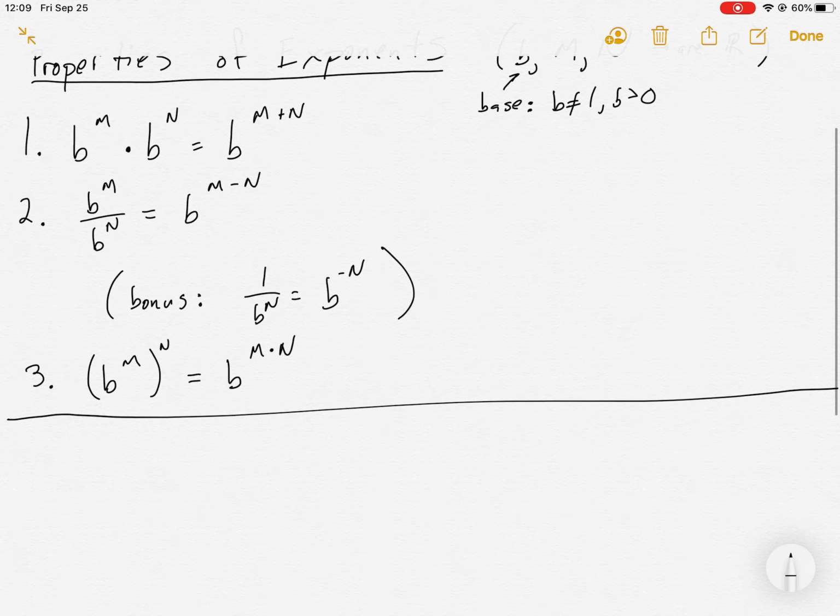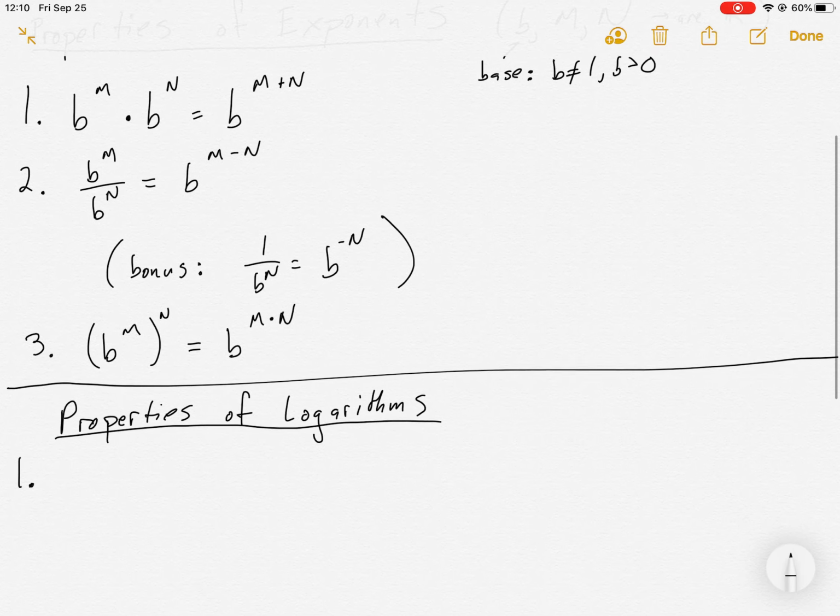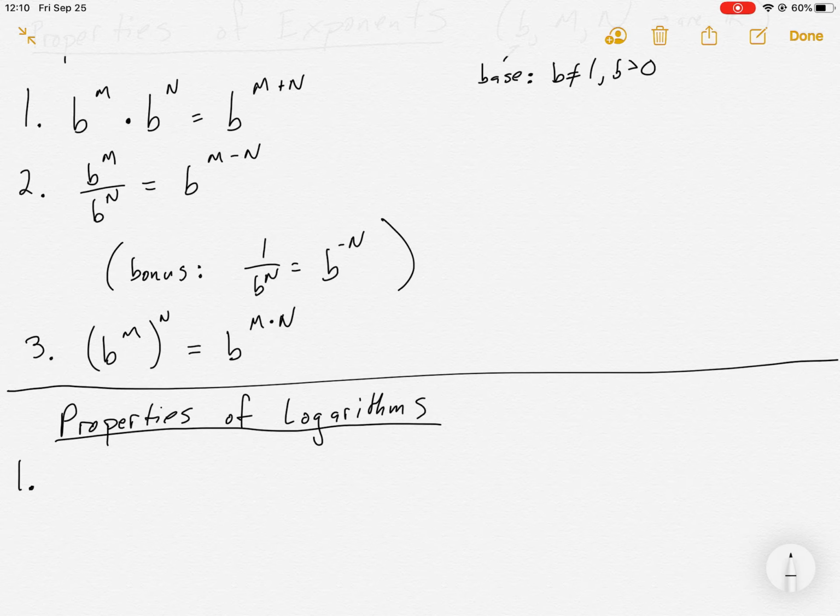So now let's talk about properties of logarithms. Now these are going to be slightly different, but they are related to the properties of exponents. Maybe we'll prove them someday, that would be fun. But not today. Today I'm just going to tell you what they are. So it's going to be very similar to what we see up here.